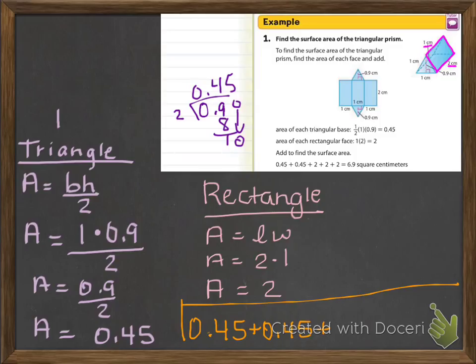plus, and then keep in mind, how many of those rectangles do you have? You have 3 of them. So 2 plus 2 plus 2. So in all, you should have 5. 1, 2, 3, 4, 5 different numbers.